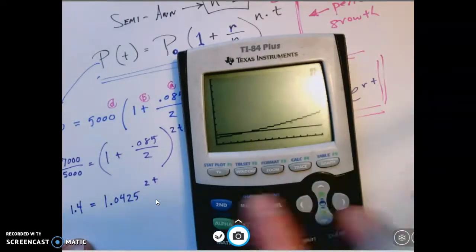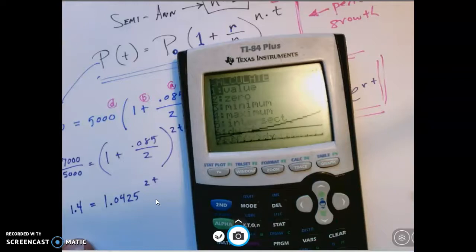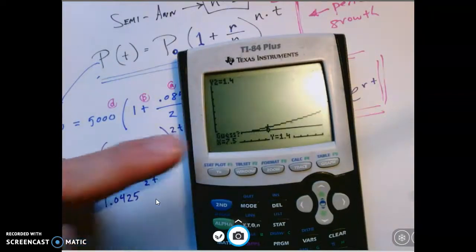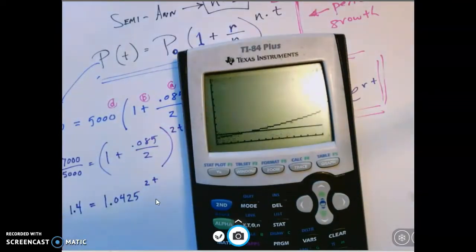So I'm going to do second calc intersect. And when I do this, they ask for the first curve. Well, there's only two curves, so I just push enter, enter. And then it says guess. They only intersect at one point, so I don't even have to guess. I just have to push enter. So I'm doing enter, enter, enter.